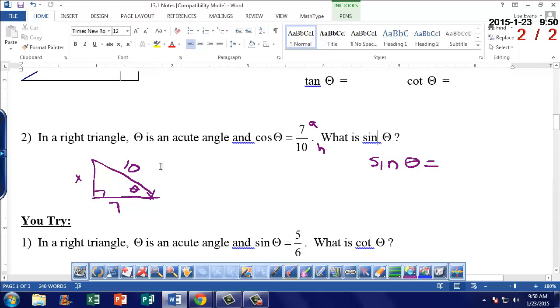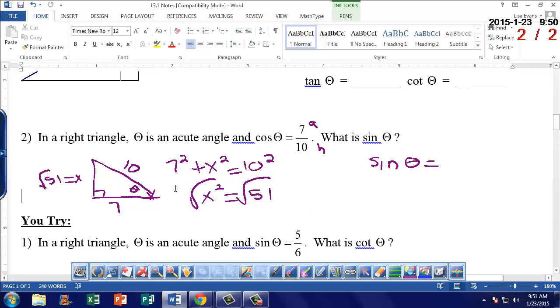So let's call this x for right now, and let's go ahead and do 7 squared plus x squared equals 10 squared. Go ahead and solve for x. You get 100 minus 49. This is practice from yesterday, and we end up with 51. Get x all by itself by square rooting both sides. We cannot simplify the square root of 51, so this side is the square root of 51.